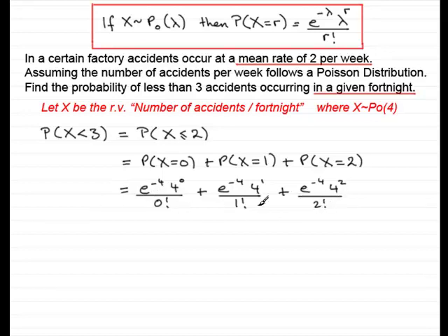All we need to do now is use our calculators to work this out, and if you do that, you should find you get 0.23810 and so on, which when rounded to 3 decimal places is 0.238. Now, I did say at the beginning of this tutorial that I would introduce you to the cumulative Poisson distribution tables. So I'll show you those now and how we can use them to simplify the solution to this particular problem.